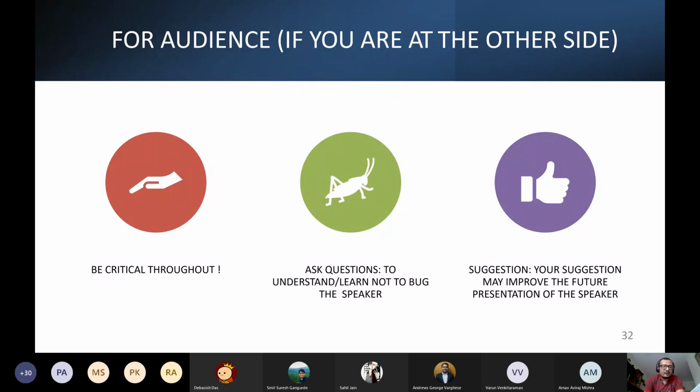Your job is to be critical throughout, and you should ask questions to understand what the speaker is presenting, but you should not be in a mood to disturb the speaker or ask non-stop. You should not start asking questions that are not relevant, at least for a 20-minute presentation, right? So be critical, but make sure that you are not crossing a thin line that everyone expects you to follow.